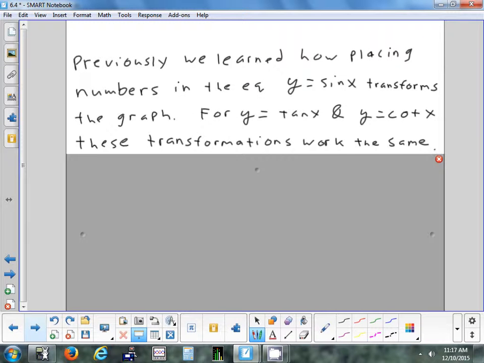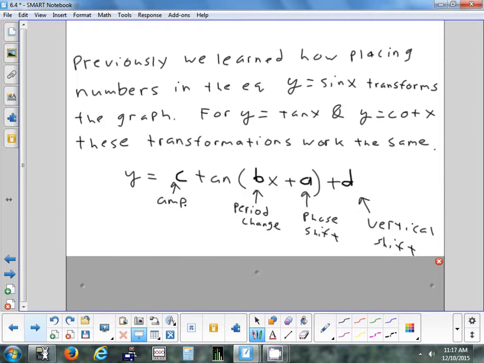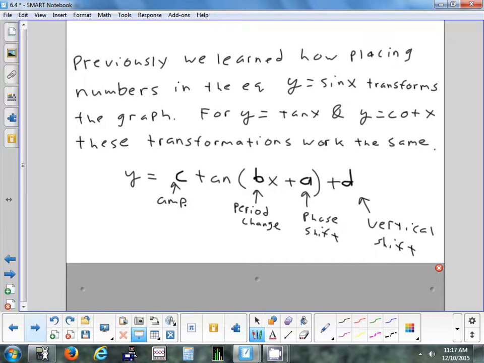All right, so we've learned about all the transformations and how they affect sine and cosine. They're exactly the same for tangent and cotangent. So if you have tangent, A would be your phase shift, B is your period change, C is your amplitude change, and D is your vertical shift. No difference. In fact, when we do secant and cosecant, it's also the same.